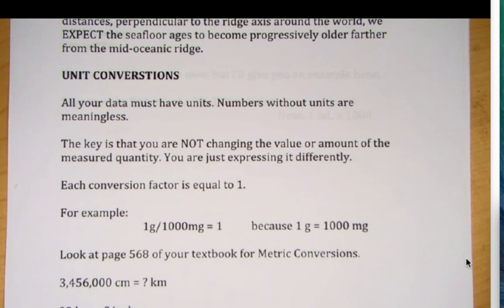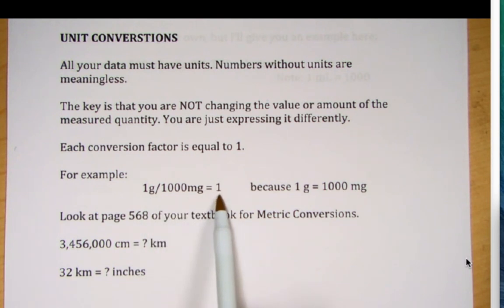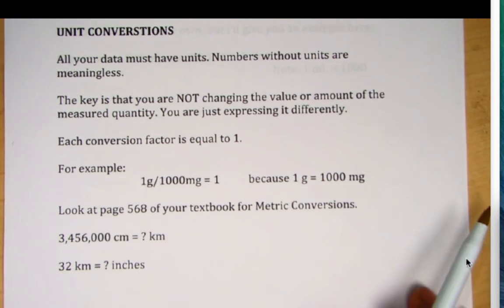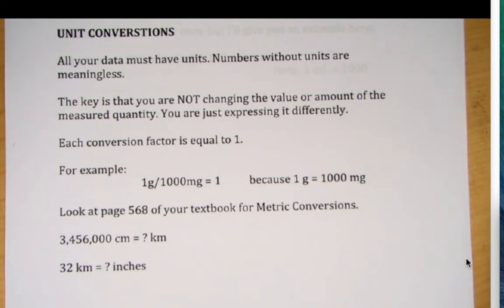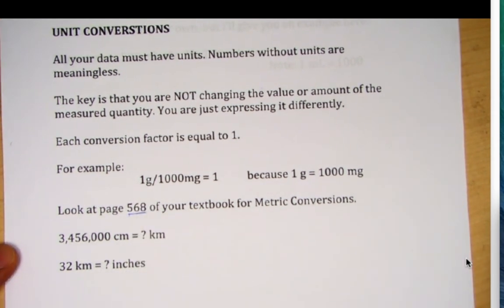The key to conversions is that we're not changing the value of the number. We're just expressing it in a different way because each conversion is really 1. So the example I have here: 1 gram over 1,000 milligrams is equal to 1 because 1 gram and 1,000 milligrams are the same thing. So it's 1 divided by 1 basically, right? That's a way to think about this. So let's look at this first problem. Also, page 568 of your book has some metric conversions that we can use.